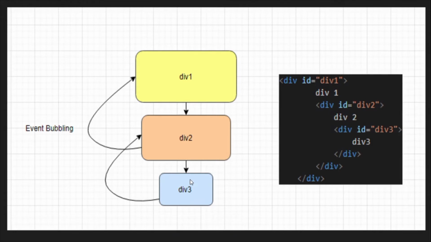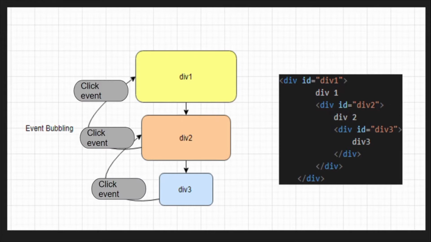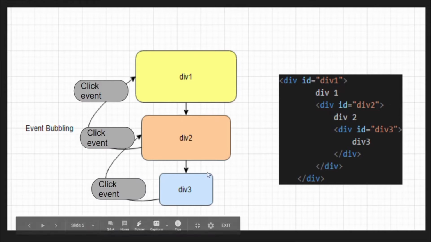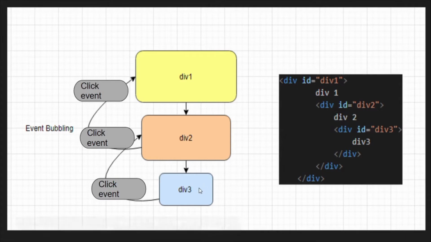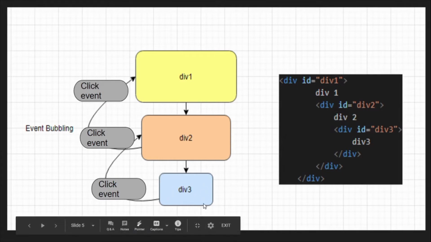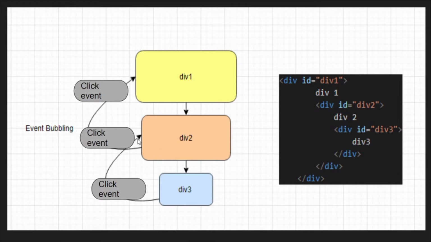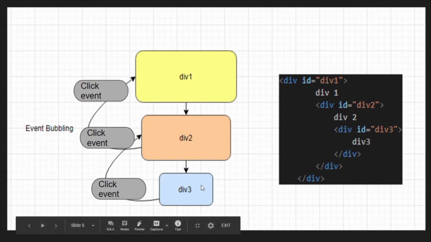If I attach a click event to all these elements, means I attach a click event to div3, div2 and div1 as well. When I click on div3, which is our child element, first the div3 event will fire. Along with that, the div2 click event also will fire, and the div1 click event also will fire. This is called event propagation from child to parent.